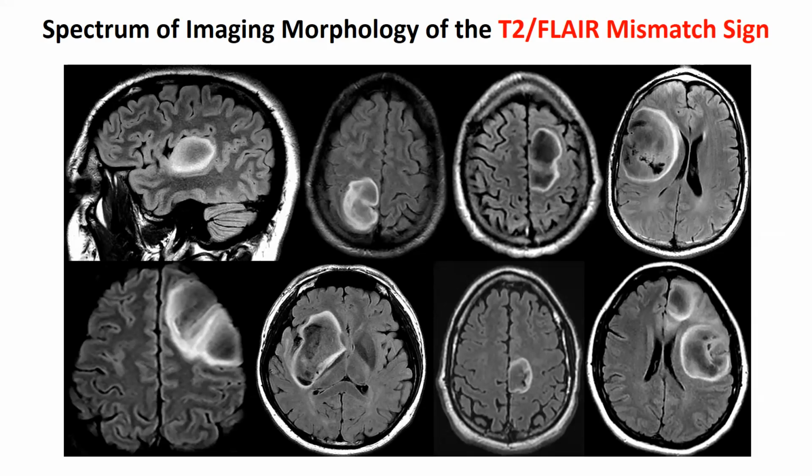You can also have, as part of the spectrum, only a portion of the T2 hyperintensity suppressed, and we see those as well. Complex examples, which may have cysts, and in the solid portion, a portion of it may be suppressed.